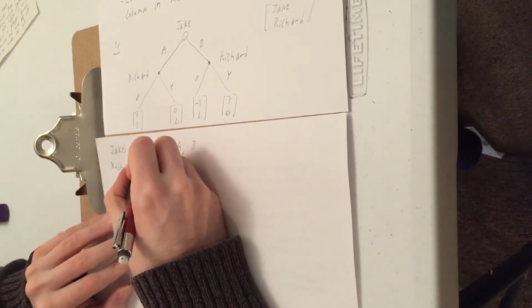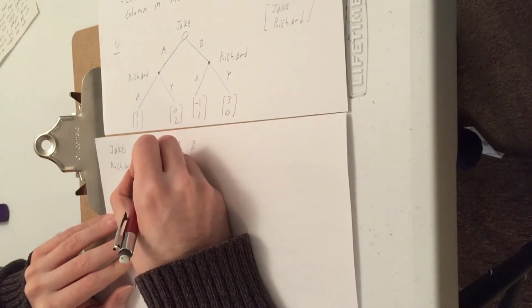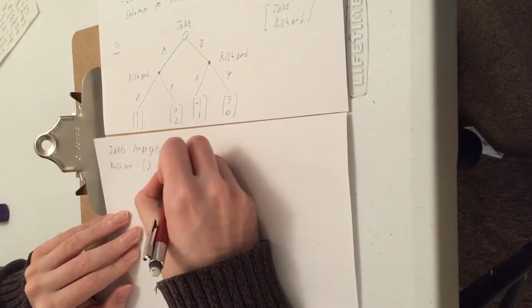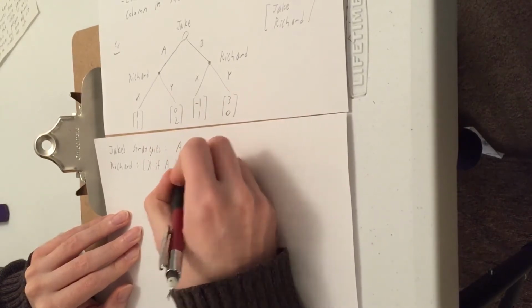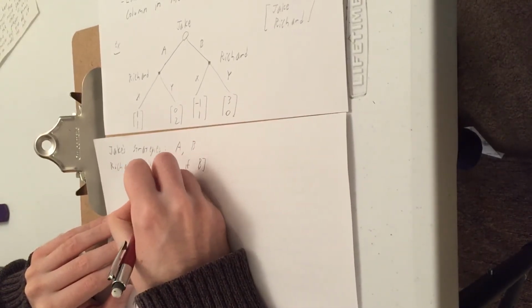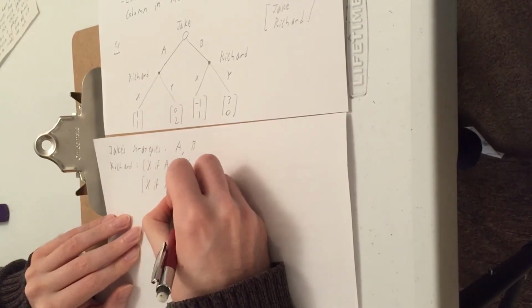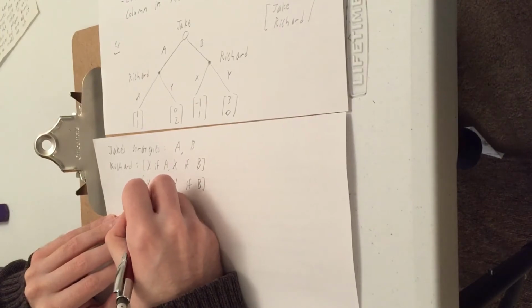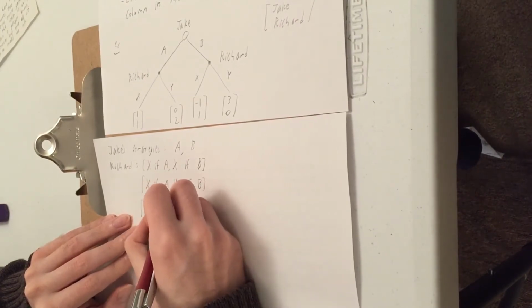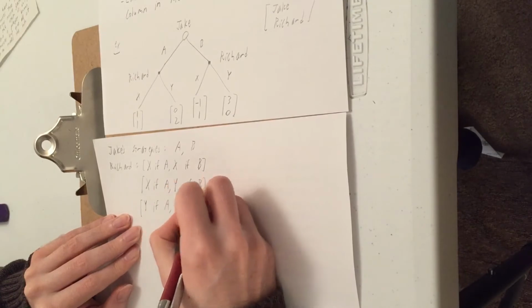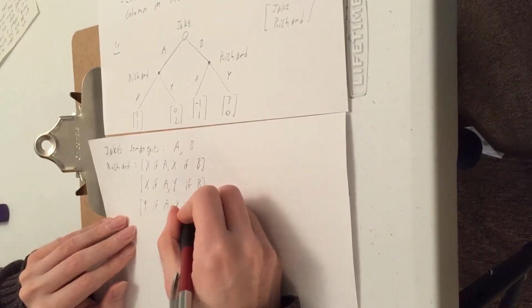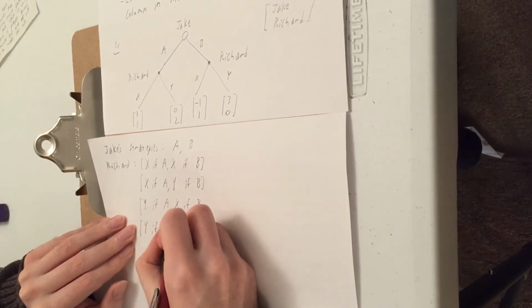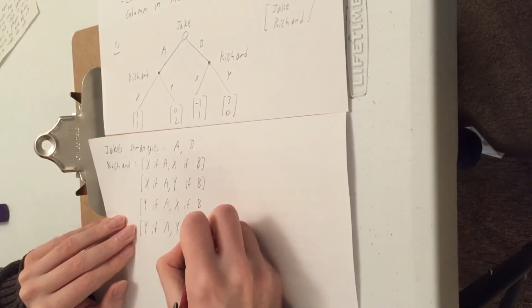So Richard could play X if A, X if B, X if A, Y if B. So Y if A, X if B, Y if A, Y if B.